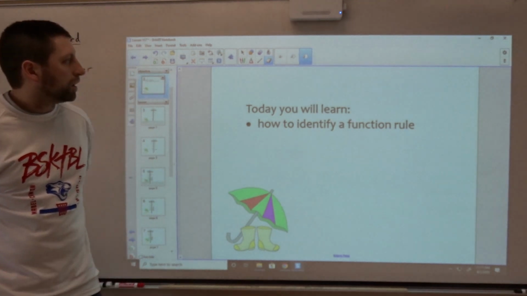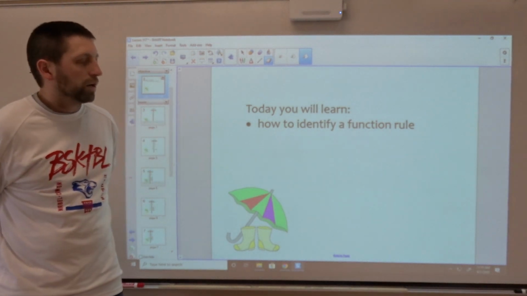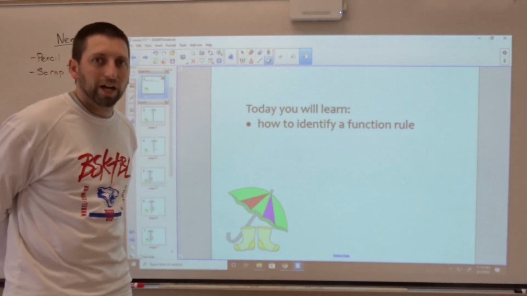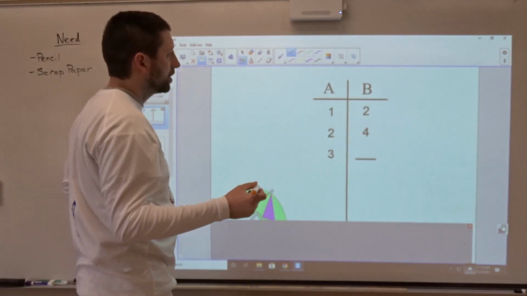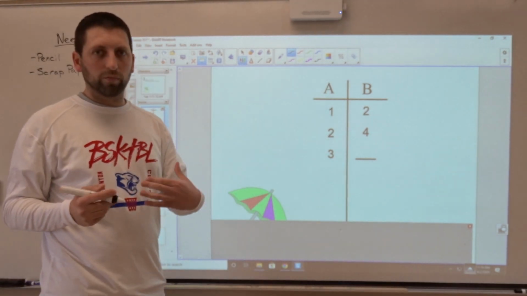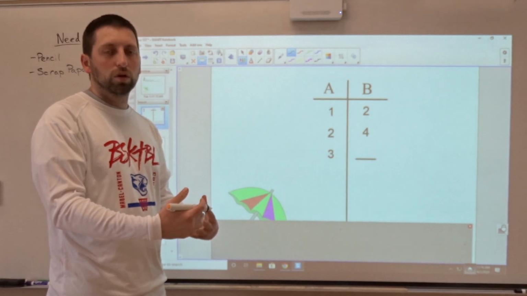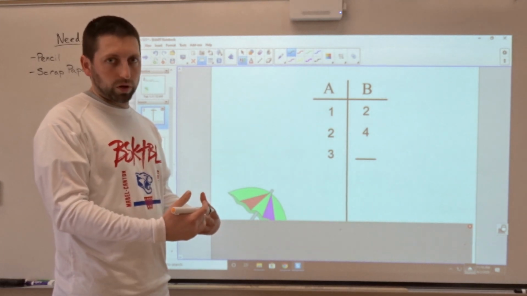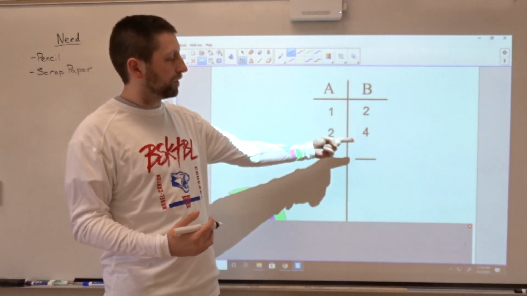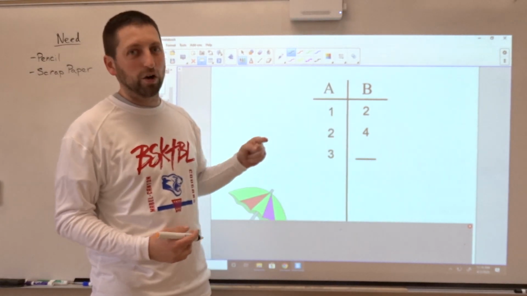Hey, third grade. In today's lesson, I'm going to teach you how to identify a function rule for an input and output table. Here I have an input-output table. In an input table, I'm going to put numbers into a function or into a formula, and then by using that, I'll be able to figure out what are my numbers in my output.